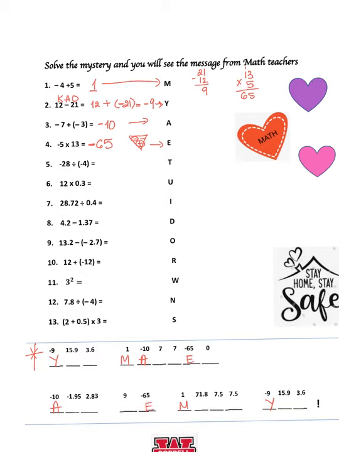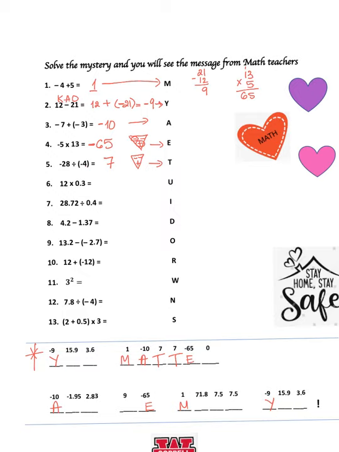Number 5, we have -28 divide -4. So 28 divide 4, I got 7. And a negative divided by a negative. Remember Dorito Man? A negative divided by a negative, you have a positive answer. So +7 for letter T. +7, you have letter T. So we have 2 T's. And that's it.